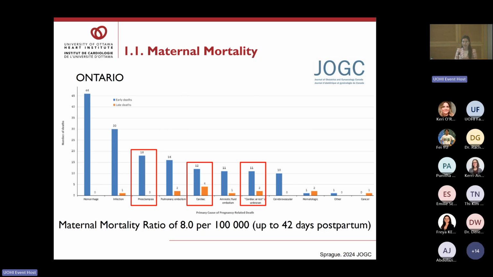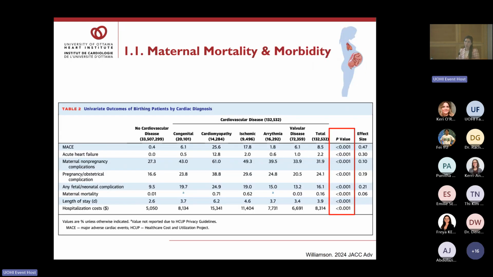So why are these mothers dying? We see that cardiac disease, cardiac arrest, and preeclampsia are among the leading causes beyond the usual hemorrhage and infection. Preeclampsia is a multi-system maternal disorder characterized by hypertension and end organ dysfunction, and it has a lot of overlap with cardiovascular disease. So we see that this is really a key player in these adverse maternal outcomes. When we look at women with pre-existing cardiovascular disease, in really any metric, whether it's MACE, heart failure, maternal complications, or neonatal complications, they do worse than those that enter pregnancy without a cardiovascular condition.